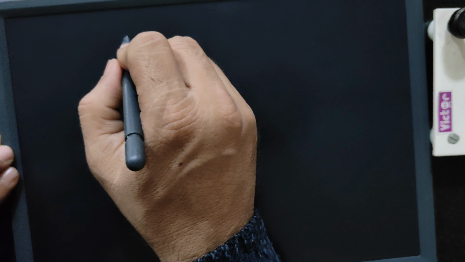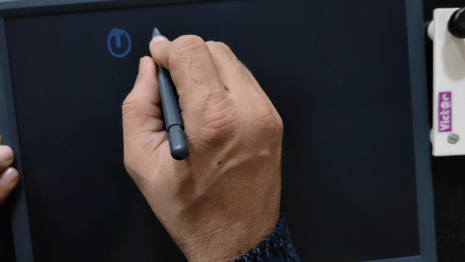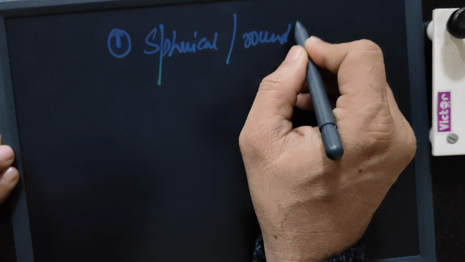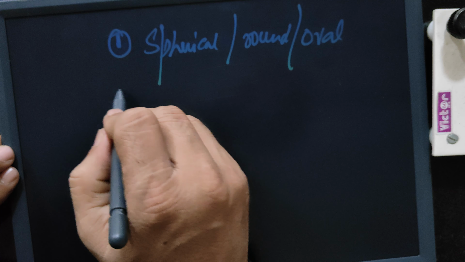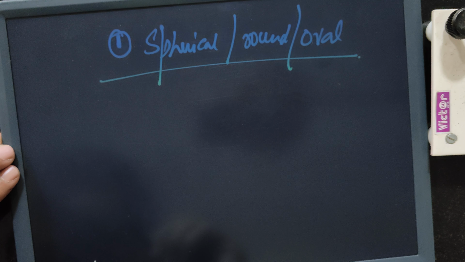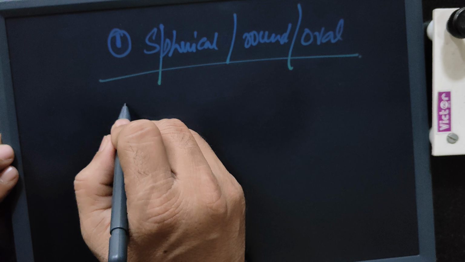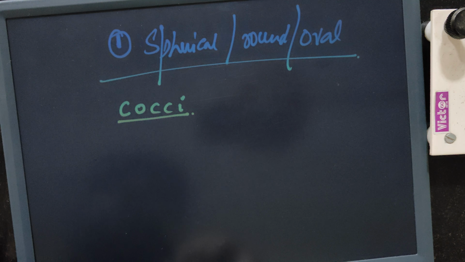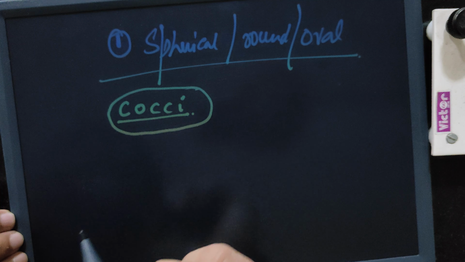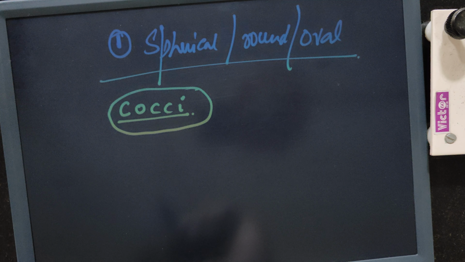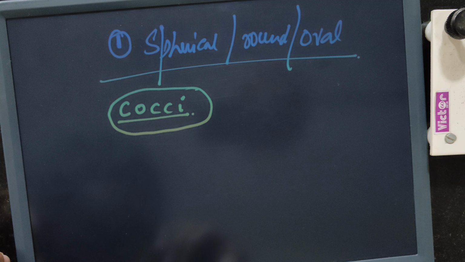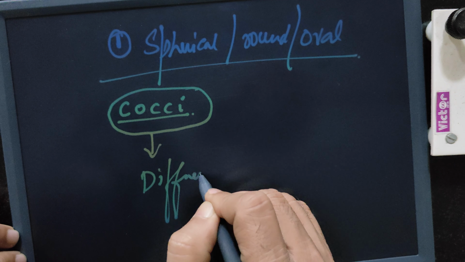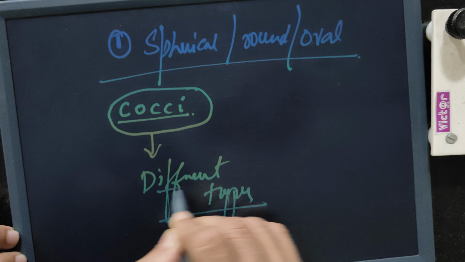But in today's class, let us discuss the first form, spherical or round or oval shape bacteria. These are the group of bacteria which are called cocci. My dear students, in microbiology, spherical means cocci. These are spherical or round shaped bacteria, which are termed as cocci. Now, under these cocci, there are different types which you need to remember.